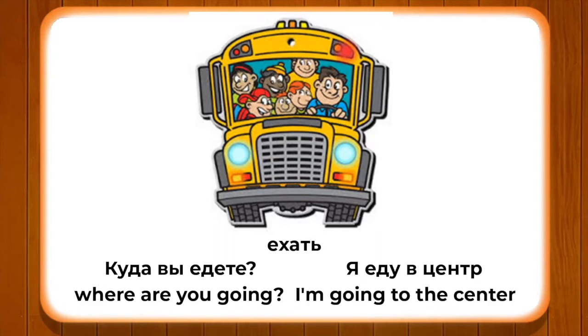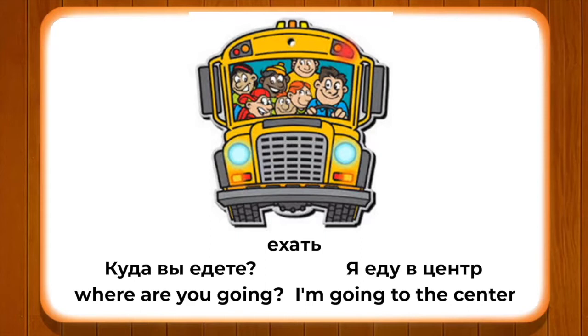So the answer is "я еду центр". Куда вы едете? Where are you going? Я еду, I am going, в центр, to the center of the city. If you want to say center of the city, you can say "я еду центр города". So you can construct more sentences like that. However, you will be learning about them in your dedicated modules when we talk about the different case system, the different cases of the Russian language.